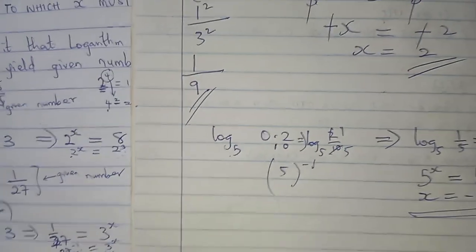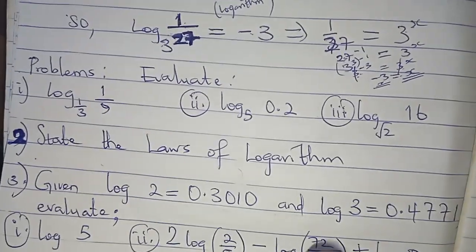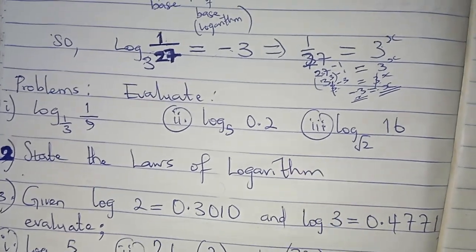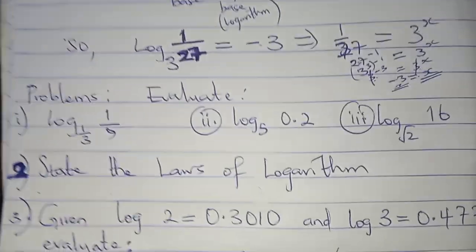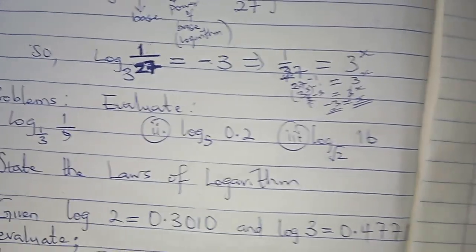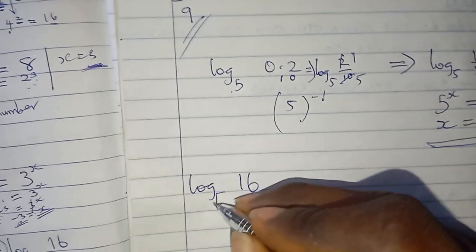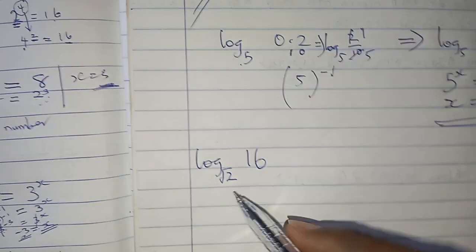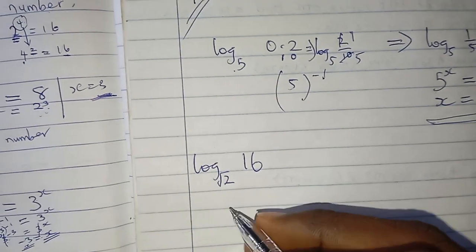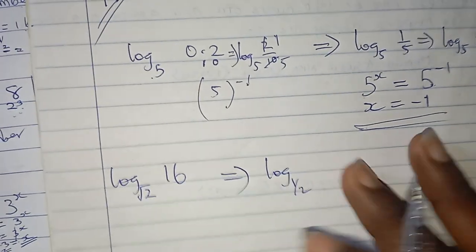Let's look at the next question. The next one says log 16 to base root 2. That is log 16 to the base of root 2, that is square root of 2, which is root 2. Alright, so let's try to solve it. They said log 16 to root 2. You first need to ask yourself, what is root 2? This root 2 is the same thing as saying 2 raised to power 1 over 2.